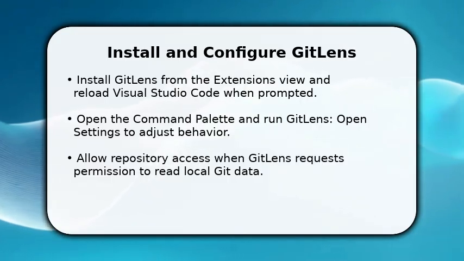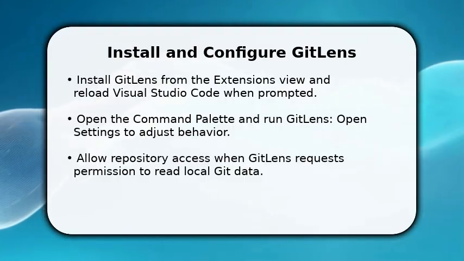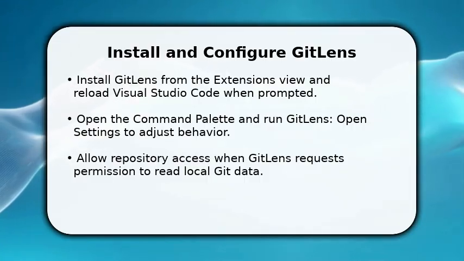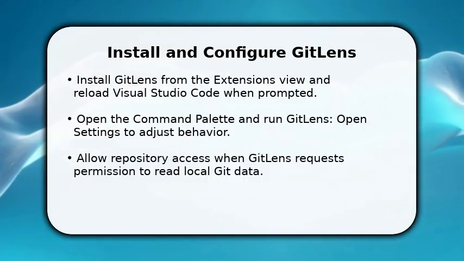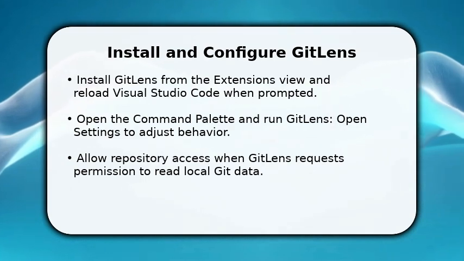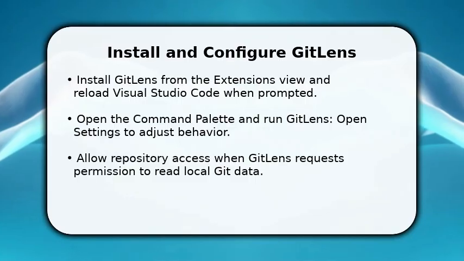In Settings, enable commit details and file annotations for quick context next to code. Allow repository access when GitLens requests permission to read local Git data so it can show blame and history. Finally, set your preferred blame format and time style in the Settings panel for consistent display.